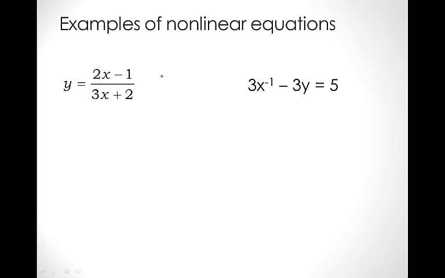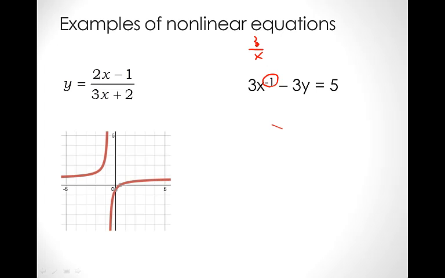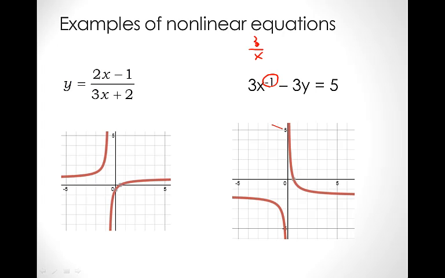Similar here, 3x to the negative 1, this negative exponent. If you recall negative exponents, this is the same thing as 3 divided by x. It reciprocates the base, whatever it's being raised to. So graphically, this is what we get. Very similar to when we multiply x's and y's. Again, notice the similarity between these two graphs. So when I divide by x's, this is what happens.